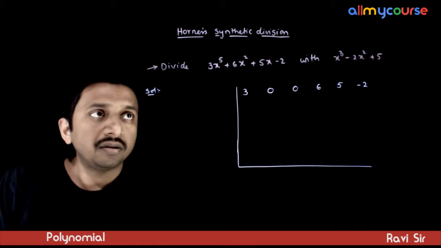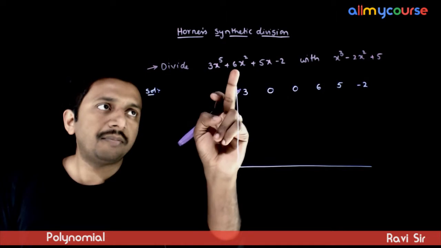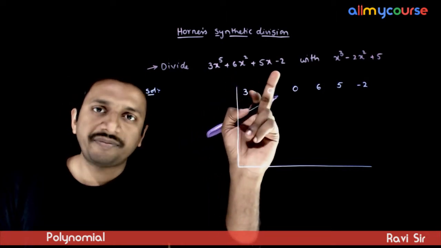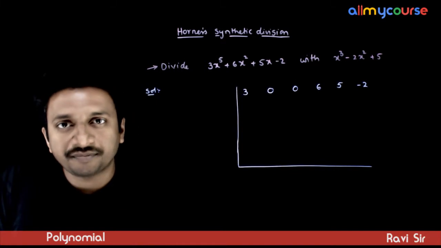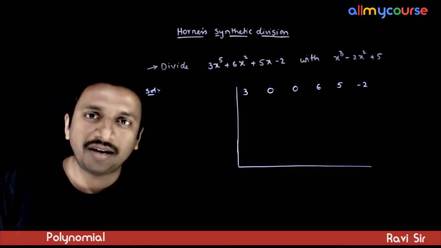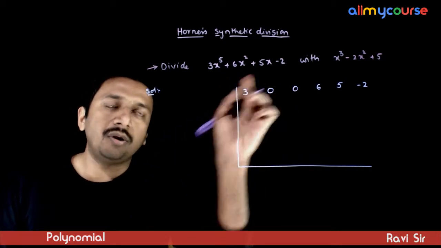So in this question, you're asked to divide 3x^5 + 6x^2 + 5x - 2 by x^3 - 2x^2 + 5. So we'll directly use the synthetic division process. First, let us write all the coefficients.